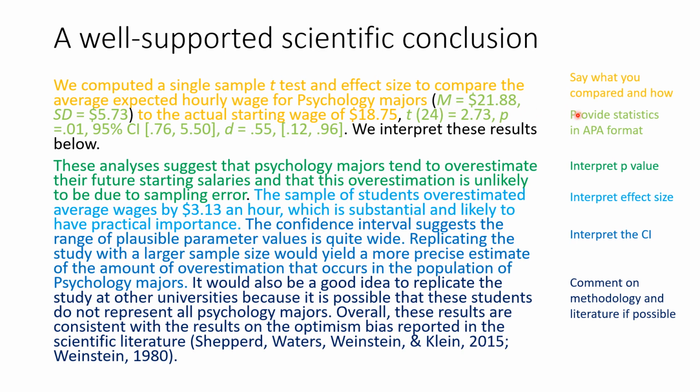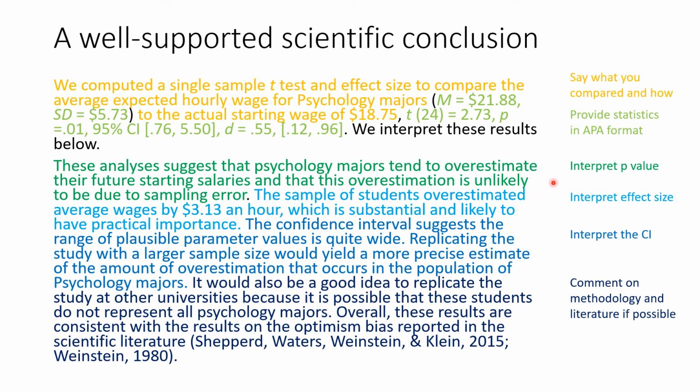And then in the green, I'm providing the statistics in APA format. Here is the sample mean and standard deviation. Here is the fact that I ran a t-test with 24 degrees of freedom, the sample size minus 1, the obtained t-value, the p-value, the 95% confidence interval for the mean difference, the d, and then the 95% confidence interval for the d. This is just a transitional sentence. We interpret these results below.